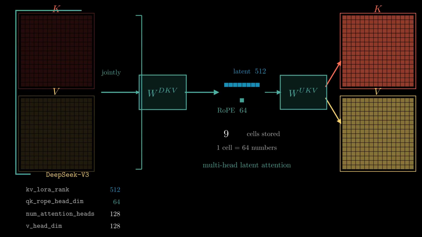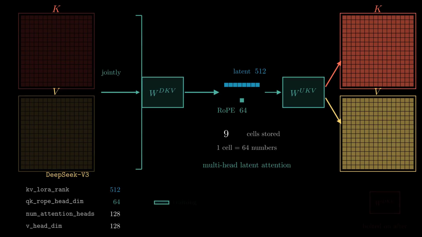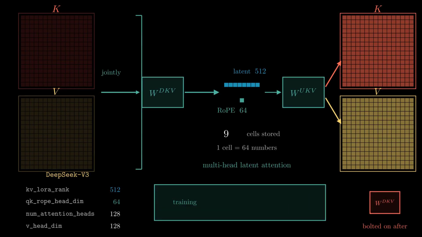And the compression is not some lossy approximation bolted on after training. It is trained as part of the model, so the network itself learns to put into that latent whichever information it is going to need later on.